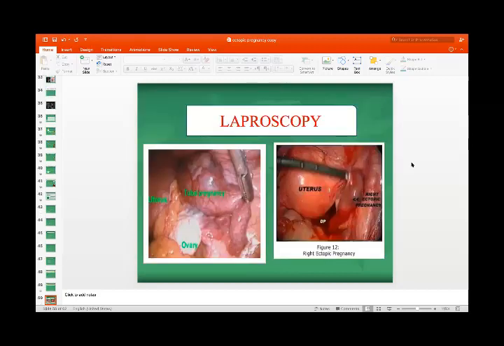So this is the laparoscopic view. This is the uterus. This is the fallopian tube, which carries the ectopic gestation. As you can see over here, this is the swollen tube with ectopic gestation.